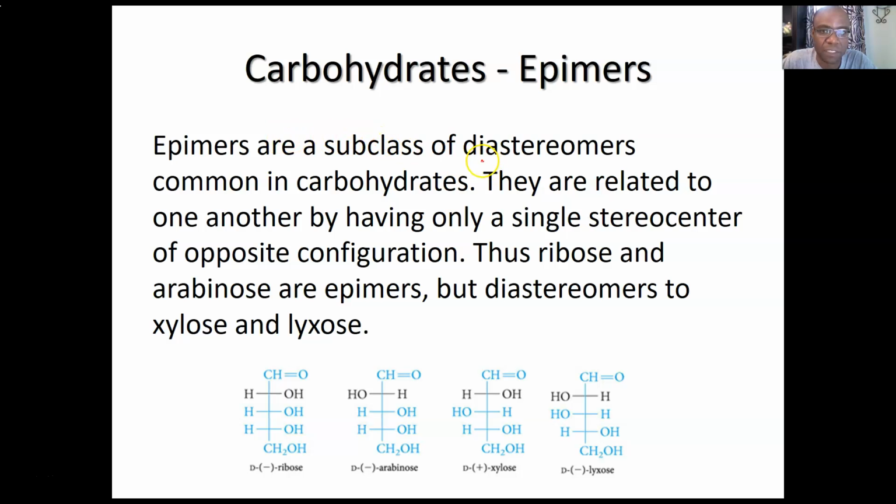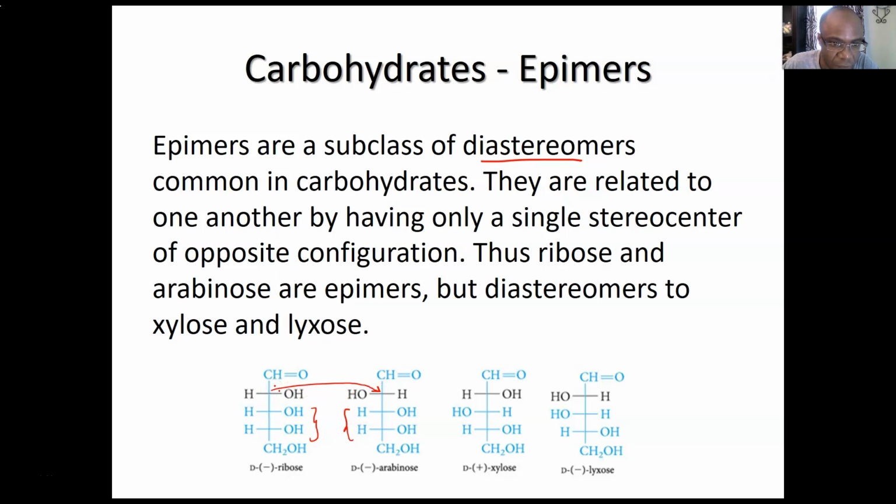Epimers are a subclass of diastereomers common in carbohydrates. They are related to one another by having a single stereocenter of opposite configuration. That's ribose and arabinose, which are epimers, but diastereomers to xylose and lyxose. So as you can see, these stereochemistries are the same, but they are switched here.